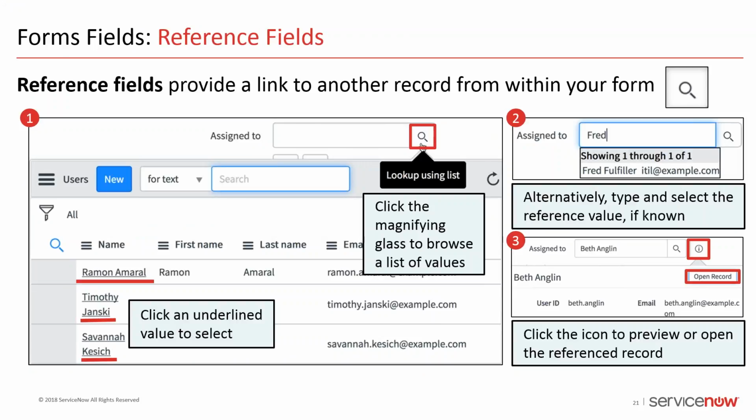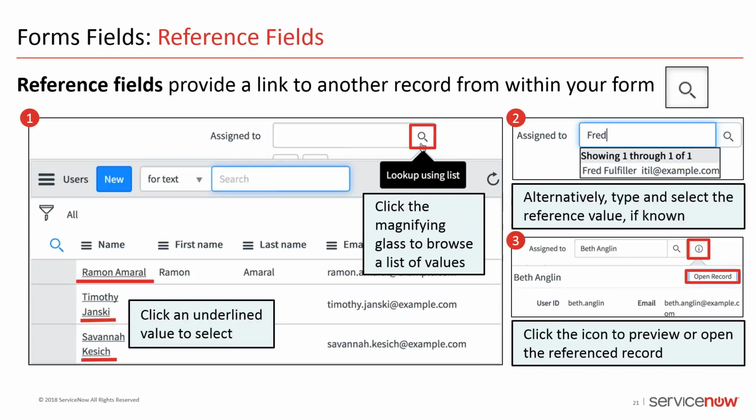You may see certain fields on your form that have a magnifying glass to the right of the blank space. These are known as reference fields because you must refer to an existing record in this field. To view the list of available reference values, click the magnifying glass. A list of records opens up that corresponds to that particular reference field. Select the desired record by clicking on the underlined value in the first column. Once selected, the referenced value appears in the reference field.